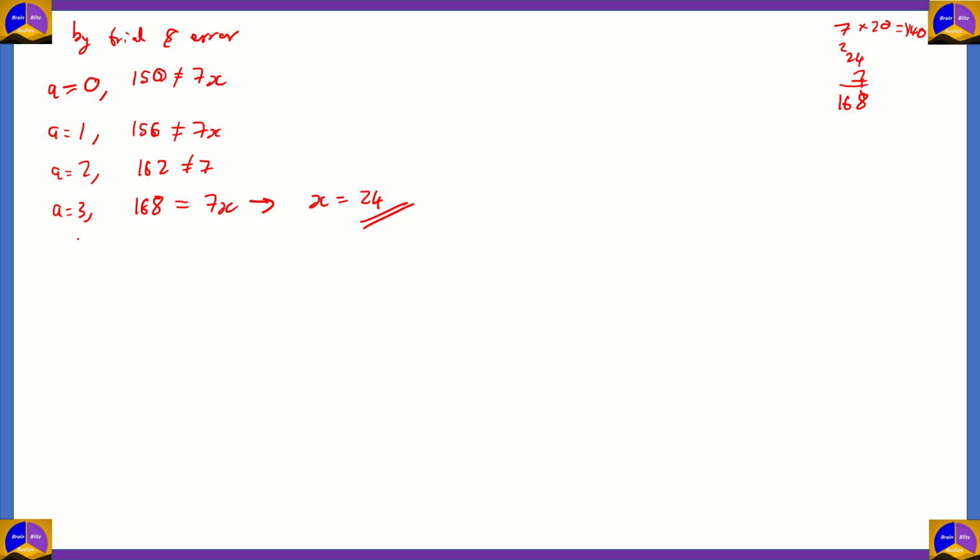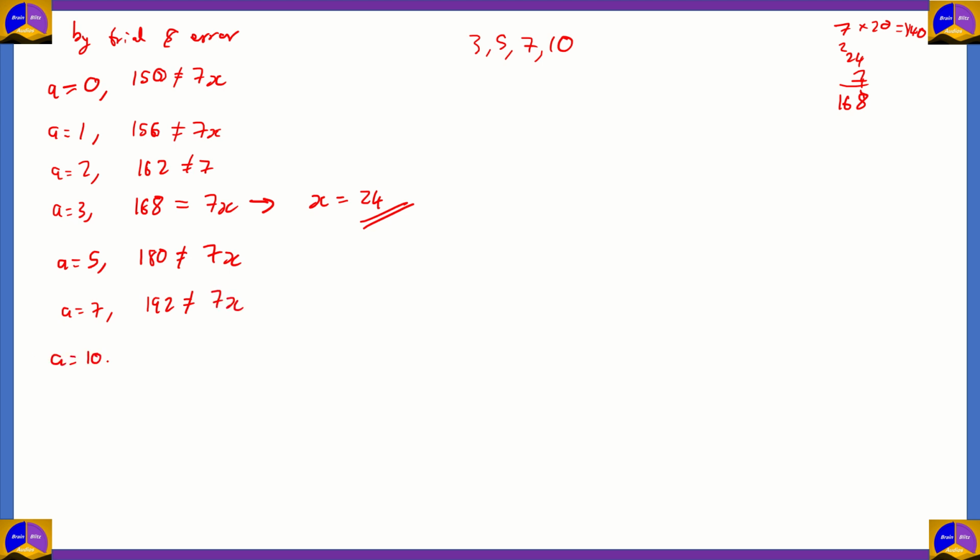So we don't have to do it for every number. We can just skip ahead to the numbers that we talked about, which are 3, 5, 7, and 10. Now for a equals 5, 6 times 5 is 30. 30 plus 150 gives you 180, not a multiple of 7. A equals 7. So 6 times 7 is 42. That means you would get 192, which is again not a multiple of 7.